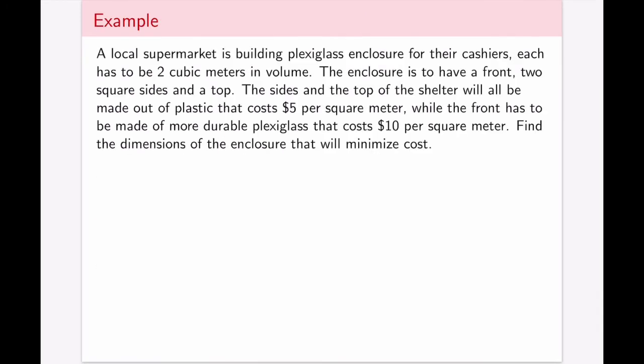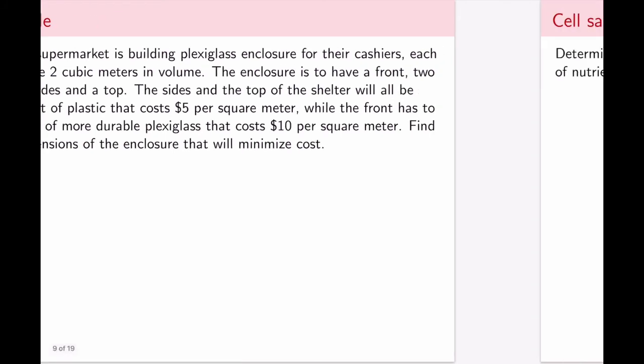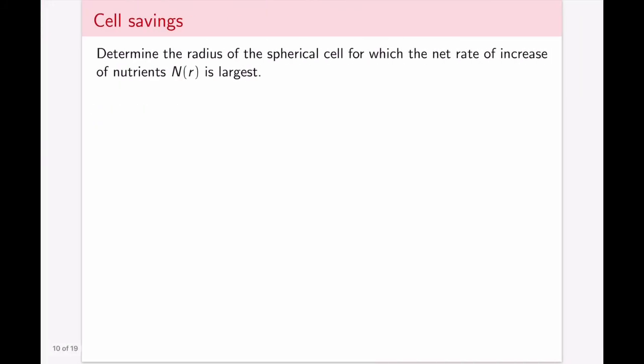This next example is a fairly standard optimization problem, and I'm going to leave it up to you to actually set it up. So make sure you go through, set up the objective function, set up the secondary equation, and then apply calculus techniques to actually find the global maximum or minimum, depending on what it is that you're looking for here. I'm going to go through the example for the cell application that we have seen at the very beginning of the course.